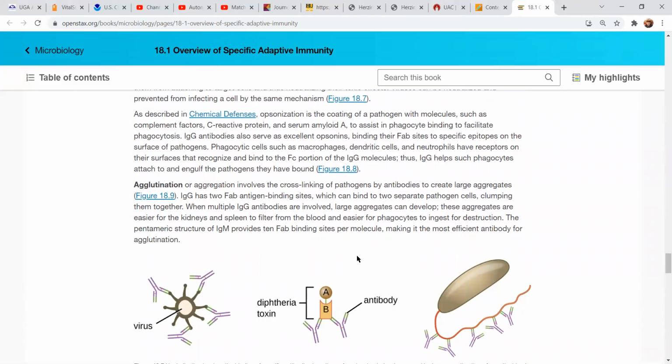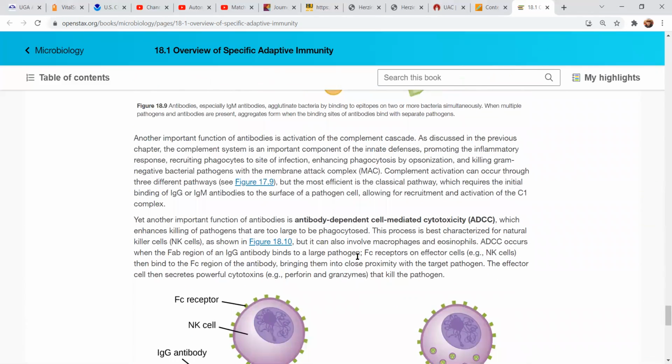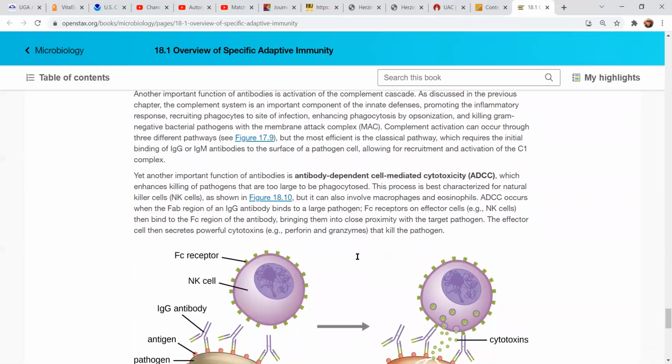Agglutination is when we get the cross-linking of pathogens to create these large aggregates or large clumps of pathogens. It's easier for the kidneys and for the spleen and even the lymph nodes to be able to remove those from the body. The complement cascade, so antibodies can activate or trigger the complement cascade. And then the antibody-dependent cell-mediated cytotoxicity, which is kind of a mouthful, ADCC.